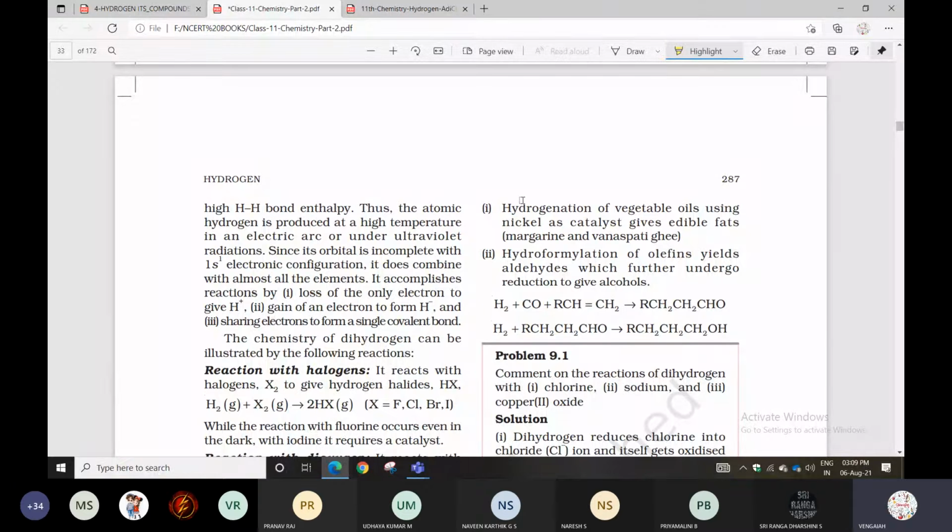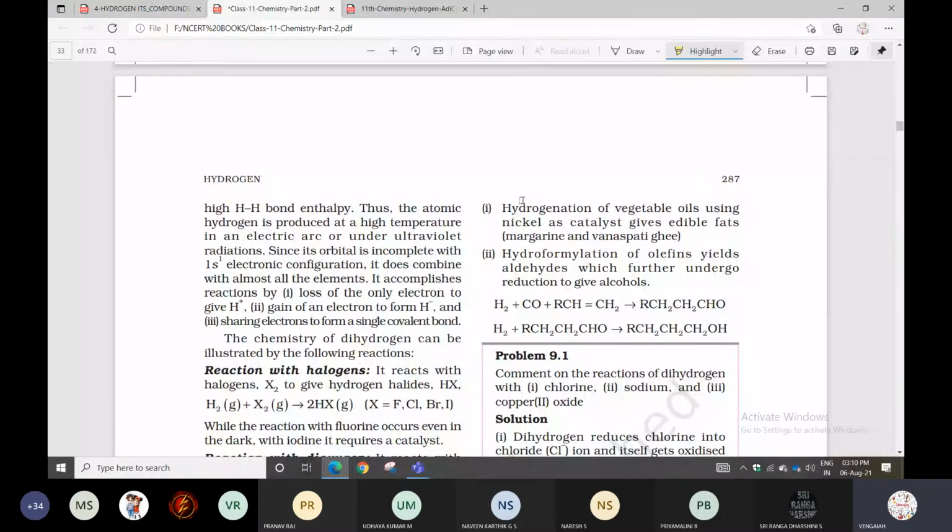Hydroformylation of olefins. What is the meaning of olefin? Oil forming product. So olefins are the alkenes. Here hydrogen reacts with organic compounds, or you can take alkenes, you can get aldehydes. Again aldehydes reacting with hydrogen form alcohols. So aldehydes can convert into alcohols by a reduction process, addition of hydrogen.